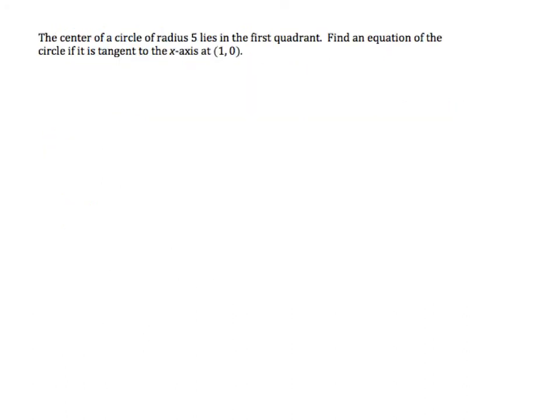For the final example, it says that we've got the center of a circle, there's a radius of 5, and it's somewhere in the first quadrant. And we're told to find an equation if it is tangent to the x-axis at 1, 0. So on a problem like this, I'm going to do a quick sketch. Tangent to the x-axis just means that it touches it in exactly one spot. That's a terrible drawing. And that's the point 1, 0.